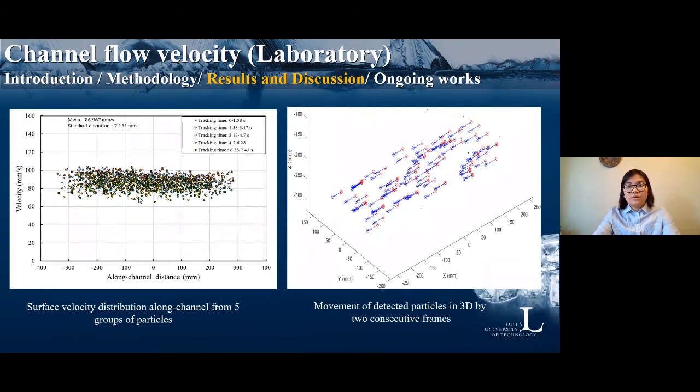It should be noted that with more than one camera, the accuracy can be improved and the movement vector of the particles can be obtained in 3D. The velocity of each particle will be found by its movement per time lag from one frame to the next frame. And the surface velocity distribution along the channel from all groups of particles is shown in this figure, with the mean velocity in the main flow direction around 87 millimeters per second.